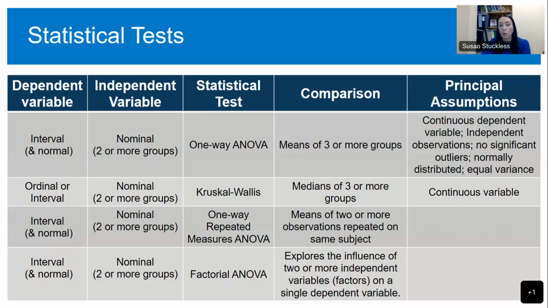There's also the one-way repeated measures ANOVA, which is equivalent to the paired samples t-test, where you're comparing observations that have been repeated on the same subject. And then there's a factorial ANOVA, which I won't get into too much here, but that's another type of ANOVA.